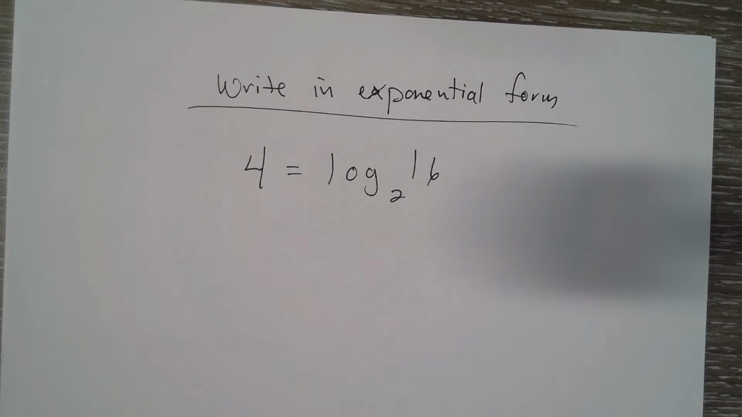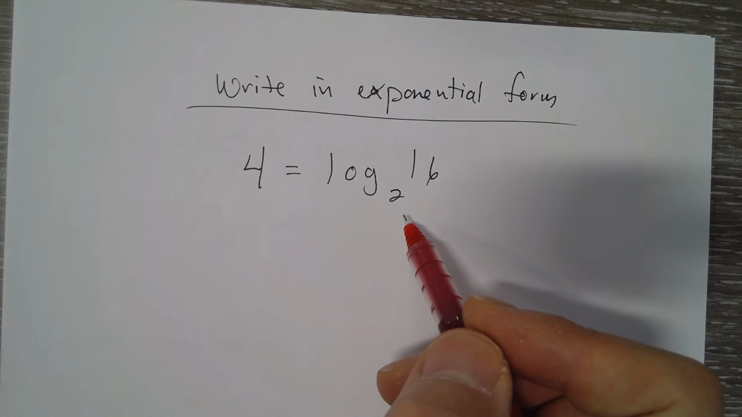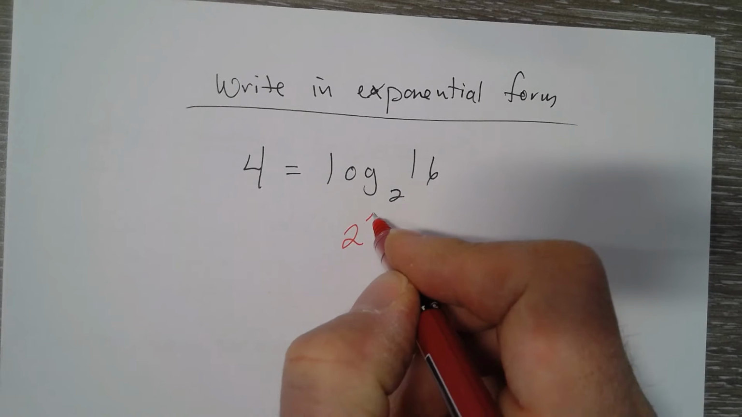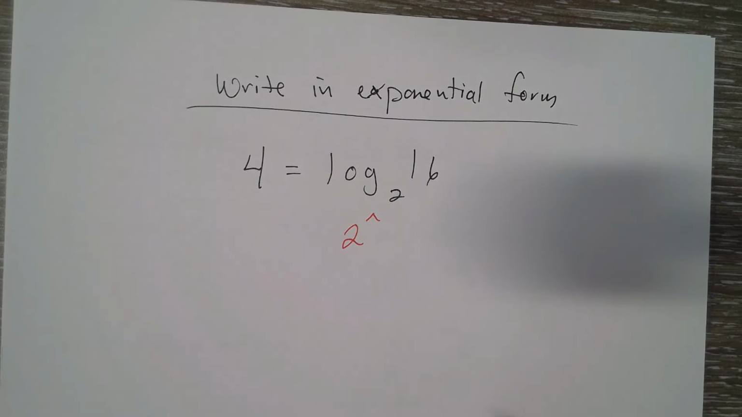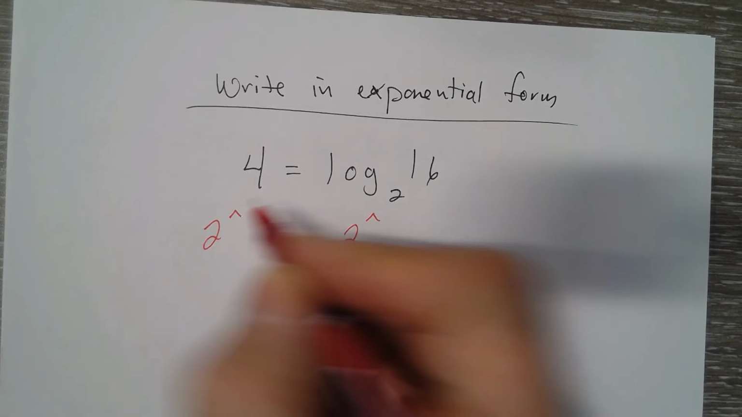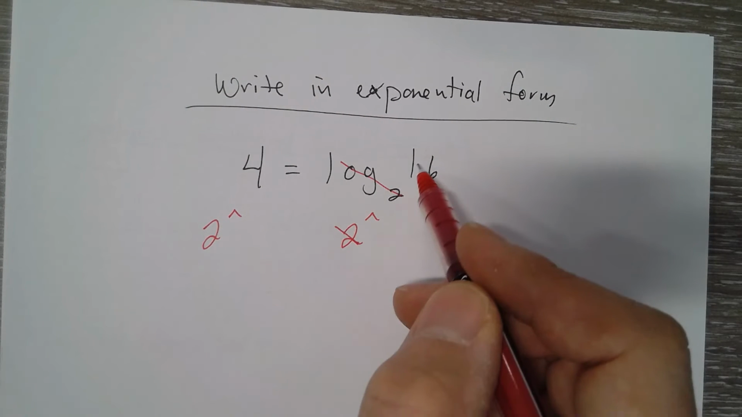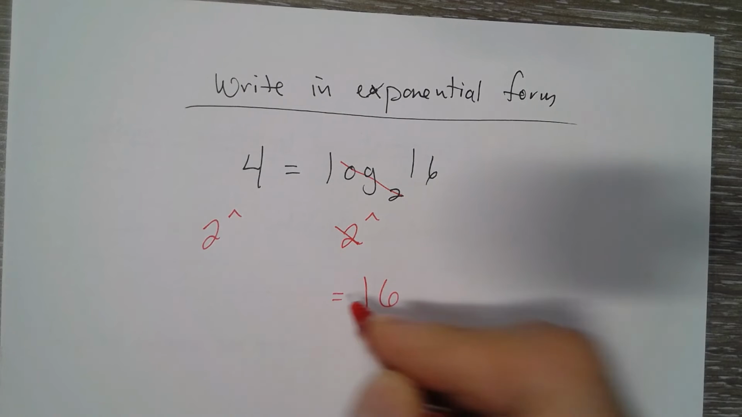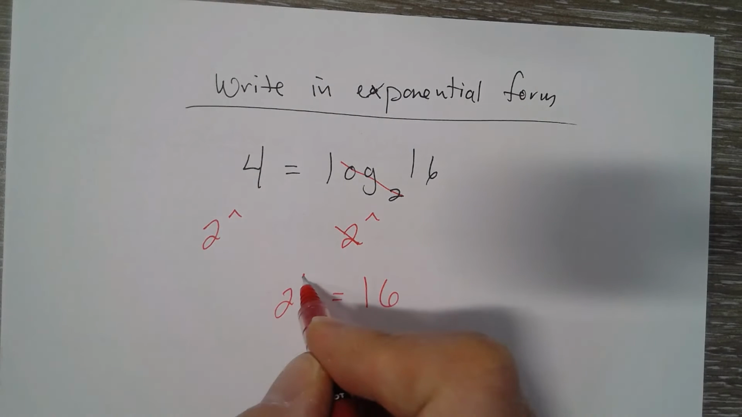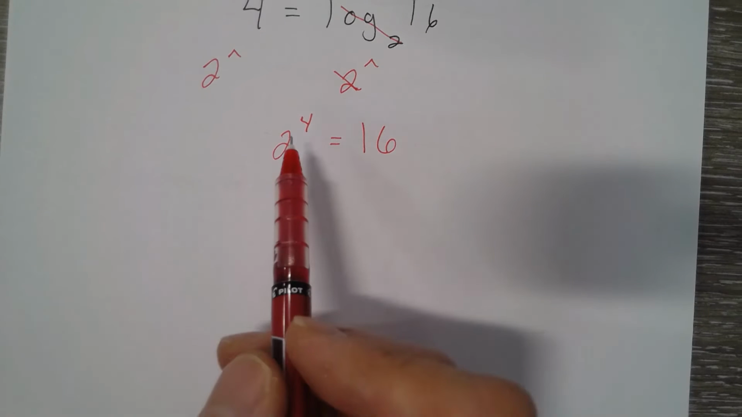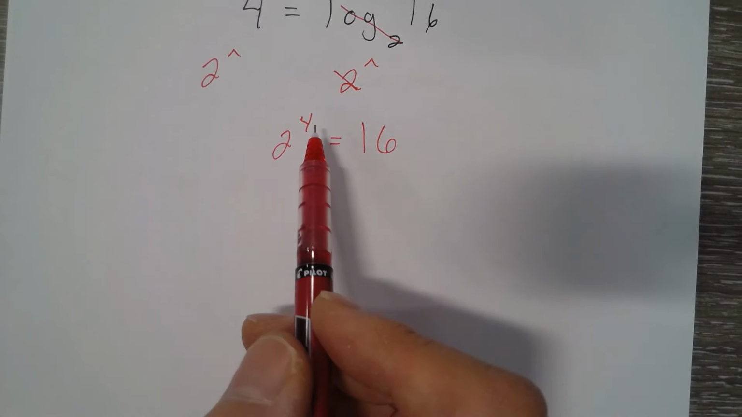So we need to undo the log base 2. So log base 2, its inverse is 2 to the power. So we're going to do 2 to the power of each side, and that will undo the log base 2, and we're left with 16 equals 2 to the 4th. Is 2 to the 4th equal to 16? Yes. 2 times 2 times 2 times 2. Yes, it is 16.